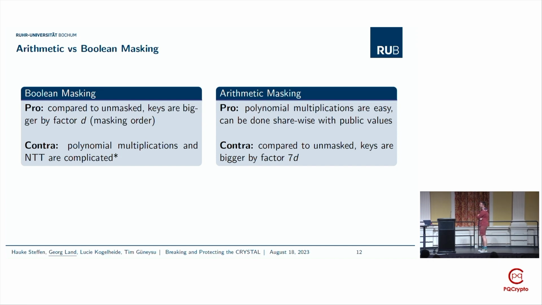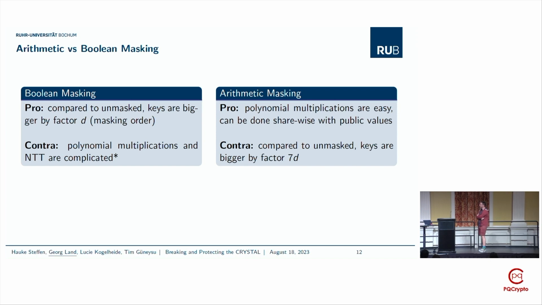But the problem is, with this Boolean sharing, you can't do arithmetic operations efficiently. Yeah? There is an asterisk, I'll cover that later. And on the other hand, there's arithmetic masking. We can do polynomial multiplications easily, and you can do NTT share-wise and all this stuff.